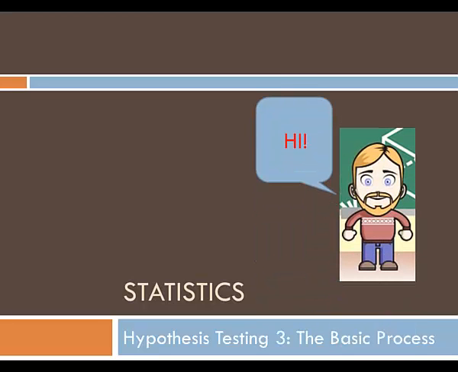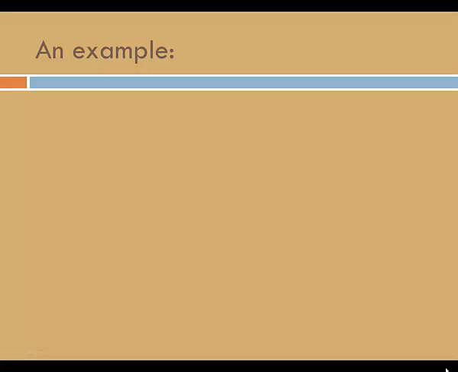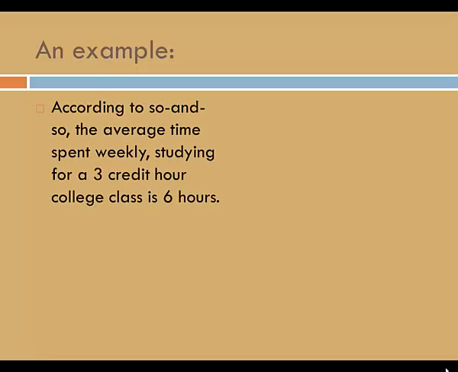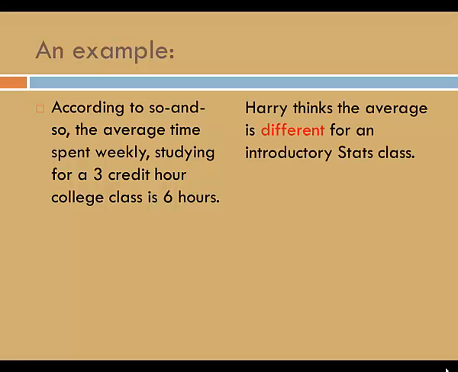Welcome to Statistics. In this video, we'll be looking at the basic process of hypothesis testing. Let's look at an example. According to so-and-so, the average time spent weekly studying for a 3-credit-hour college class is 6 hours. Harry thinks the average is different for an introductory stats class.